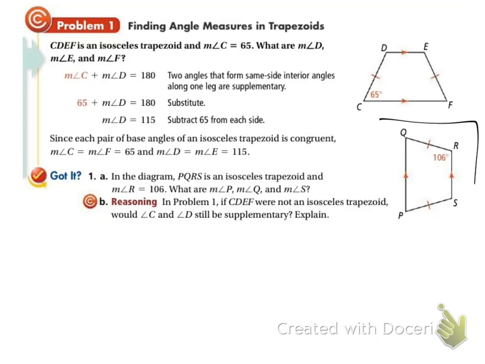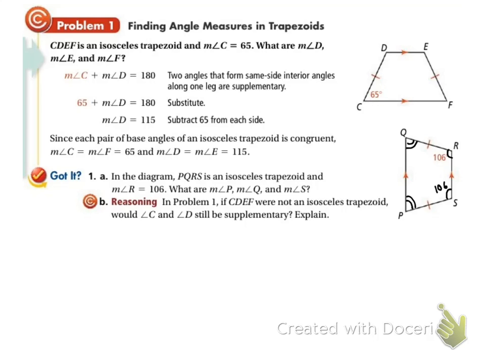Okay, so let's look at this trapezoid here. So, using that theorem, I know that this angle is congruent to this angle, and this angle is congruent to this angle. So, just by looking at that already, if R is 106, then that means S is 106. But now I need to figure out what Q and P are.